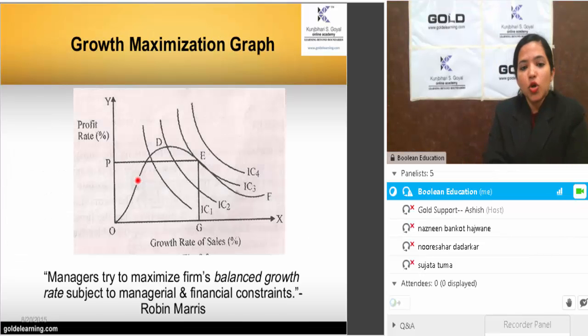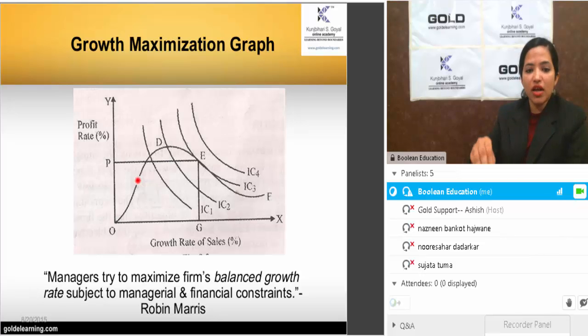So here we are not using cost curves or revenue curves, because here we are talking about growth. We are not talking about marginal cost, marginal revenue, etc. Here we are talking about firms' growth. Hence in the diagram, हमारे पास है indifference curves, right?